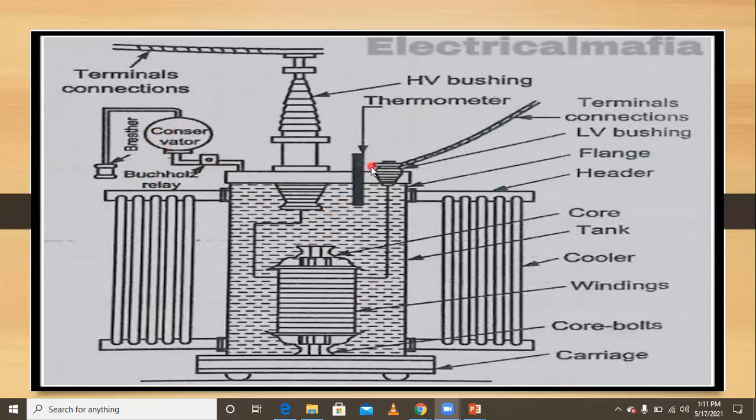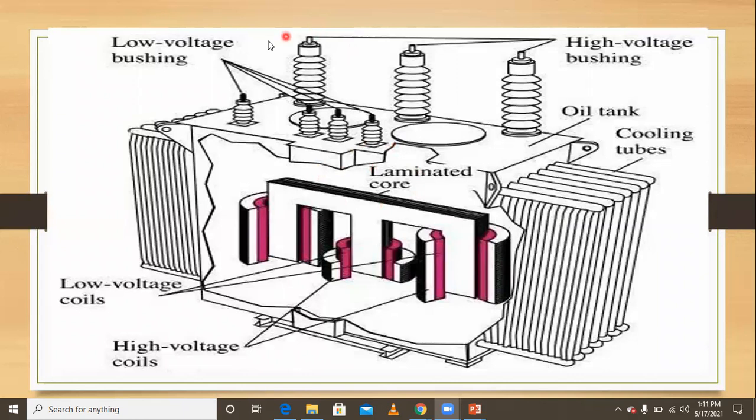So this is the transformer inside. This is called the low voltage bushings, the terminals. By using the terminals, the transformer winding is connected. It's called a three-phase transformer. Here is a winding, here also a winding, and here also a winding. This is called the three-phase winding: R phase, Y phase, B phase. These three phases are connected like this.